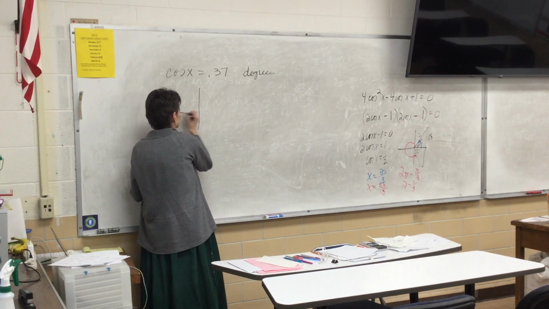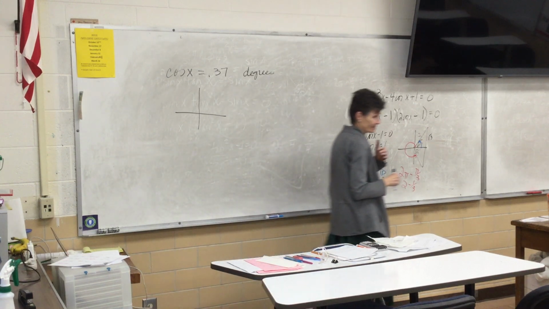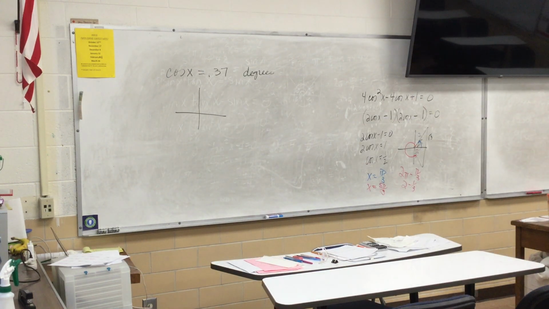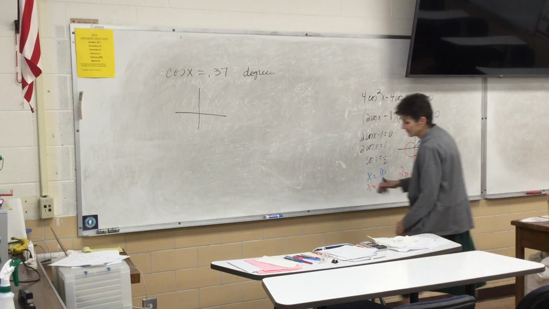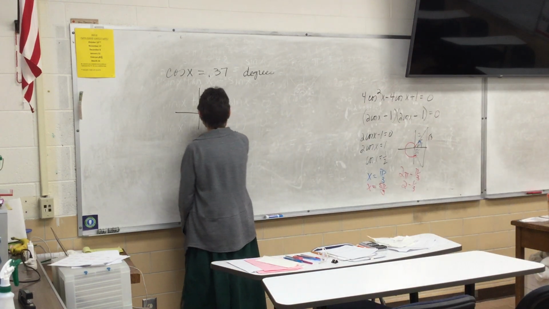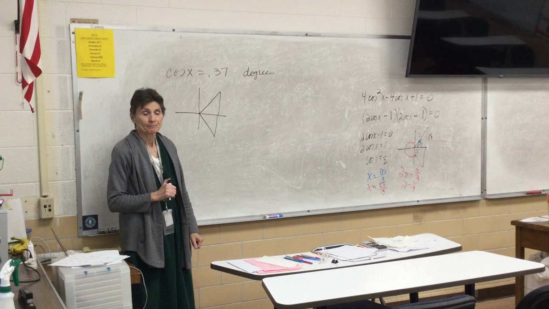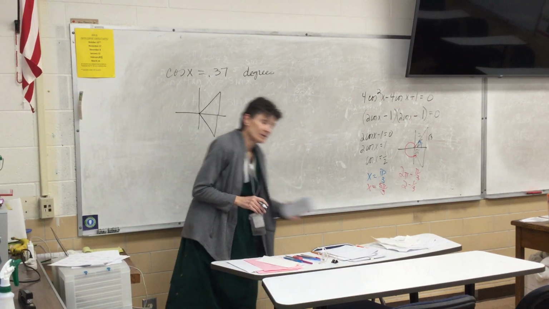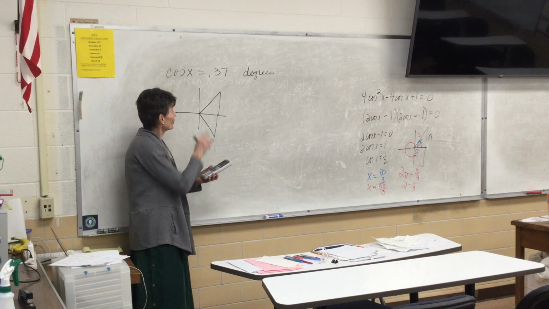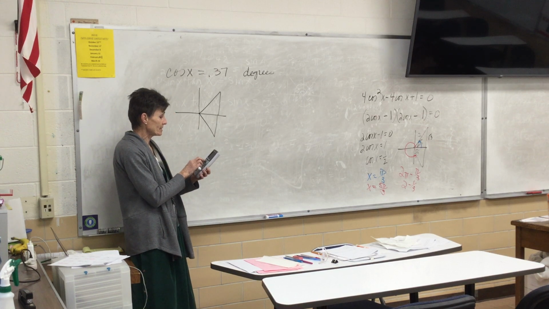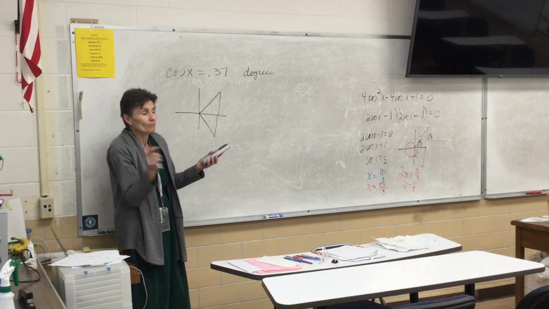So first of all, where is the cosine a positive number? Well, I just talked about that. Cosine is positive in quadrant 1 and 4, because cosine is associated with x, and x is positive on that side. Now, 0.37 is not special, so I'm going to go to my calculator. I'm going to make sure it's set in degrees, since that's what I said we do first.